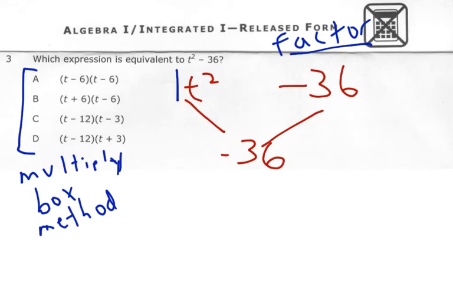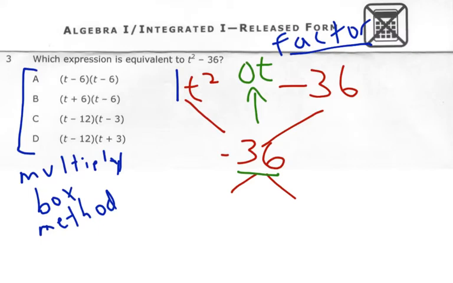And then after I've multiplied those, I'm thinking, what is going to add up to my middle term? Well, I don't have a middle term. So if nothing is there, that's really a 0t, which means there's nothing there. So what will multiply to give me negative 36 and add to give me 0?